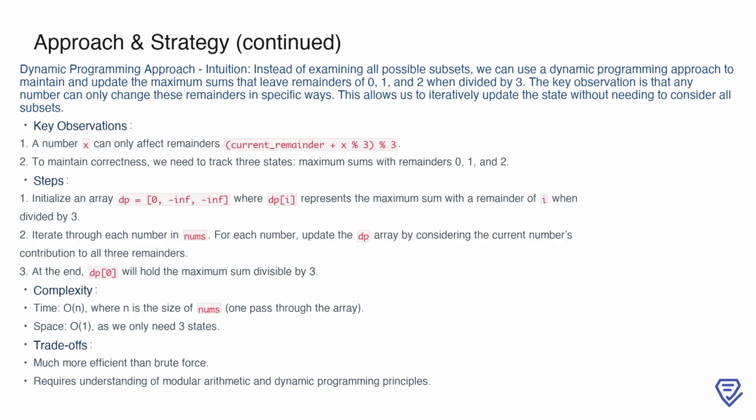The process starts with initializing an array, dp equals [0, -inf, -inf], where each index corresponds to a remainder. For each number in the input, we update this array to reflect how the number impacts the maximum sums for each remainder. At the end of the iteration, the value at dp[0] gives the maximum sum divisible by 3. This approach is much more efficient, with a time complexity of O(n) and constant space, but it does require familiarity with modular arithmetic and state updates.